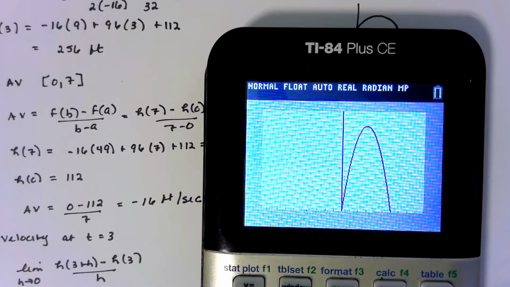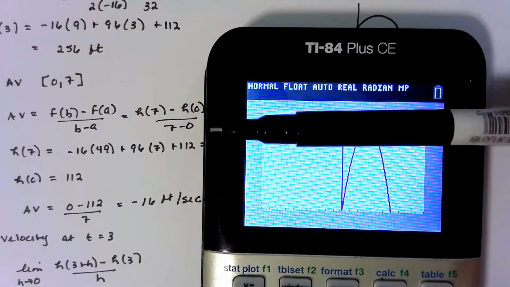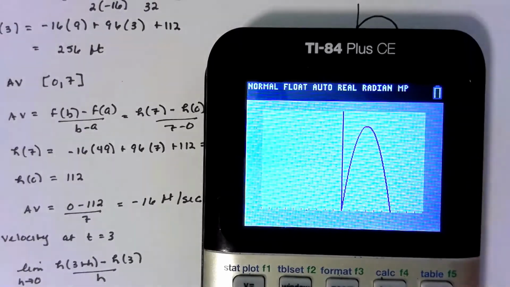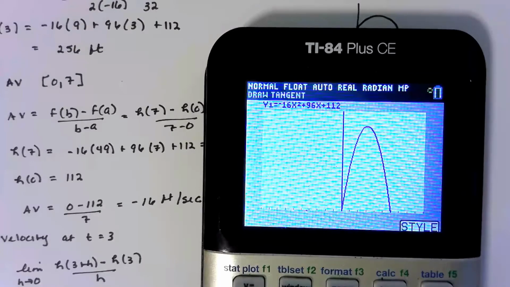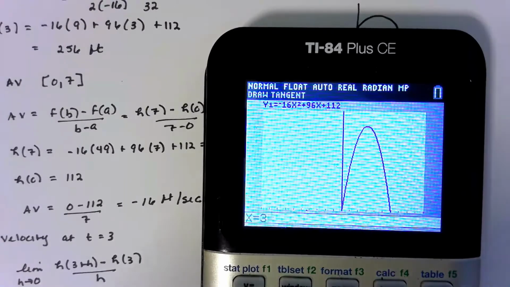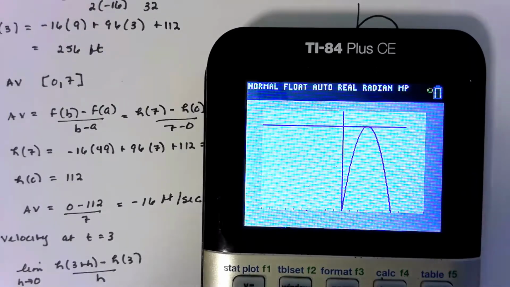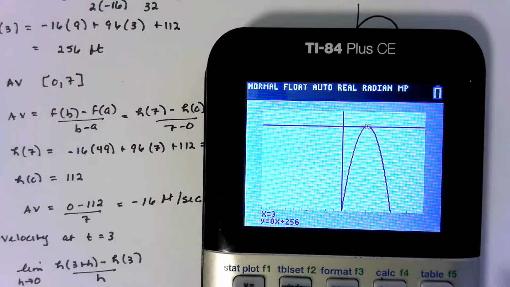Well, on the calculator, you can clearly see that the slope of the tangent line there is horizontal, so it's 0. But you could do second, draw, tangent at 3, and hit enter, and there's your horizontal tangent line, and you see that the slope there is 0. Okay? So that gives you your velocity at t is equal to 3.